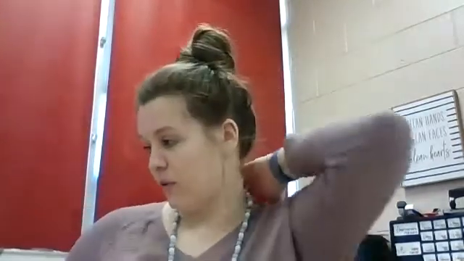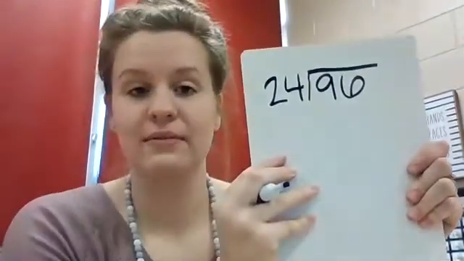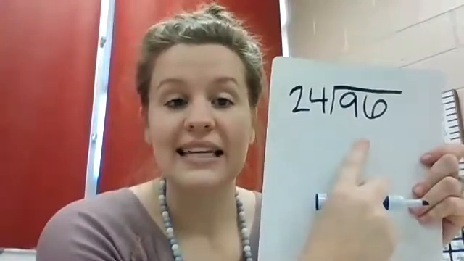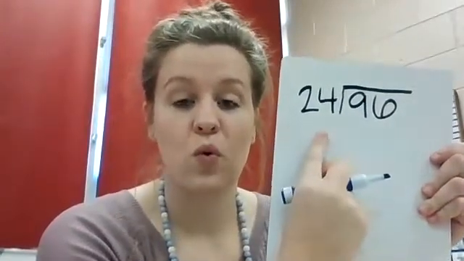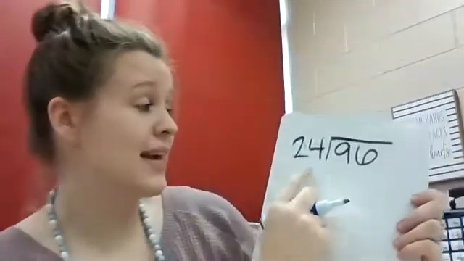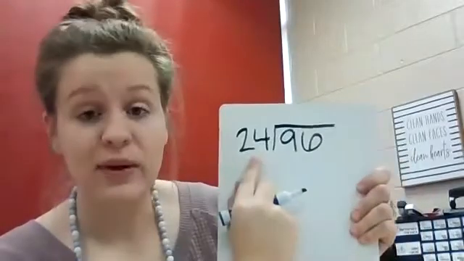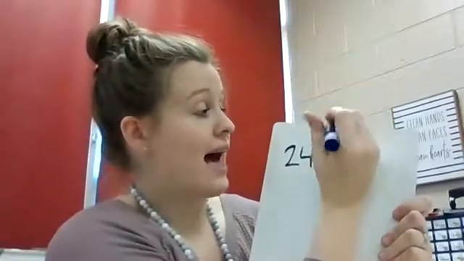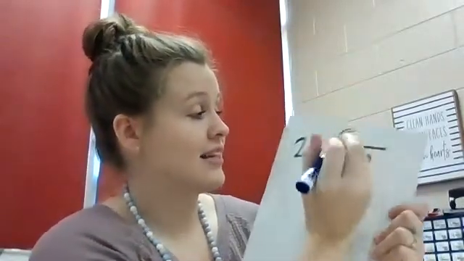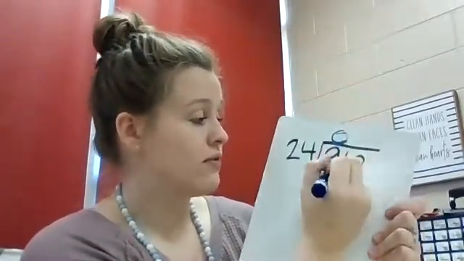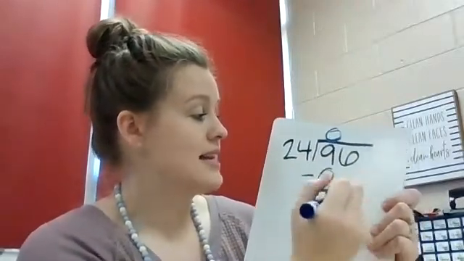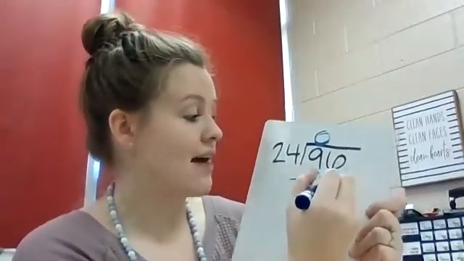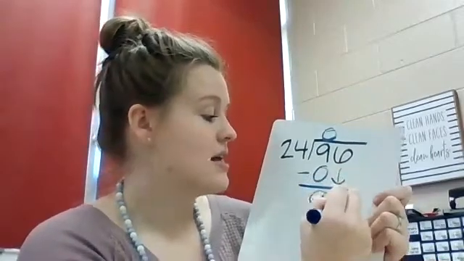So I've got another board for us right here with it rewritten. So we have 96 divided by 24. So we can say 9 divided by 24. If I have 9, can I make a group of 24? Nope. So I have a 0 up top because I can make 0 groups. 0 times 24 was 0. 9 minus 0 is 9. I've got to bring down that 6.